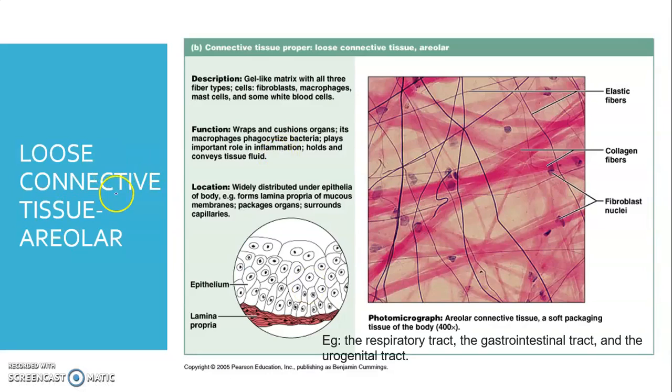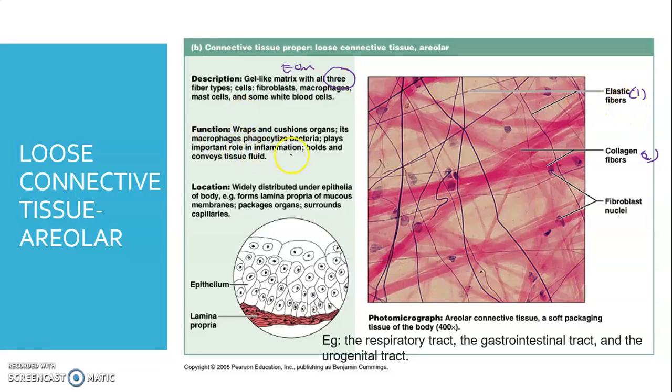First, look at the loose connective tissue, which is the areolar. How do we describe it? The loose connective tissue areolar consists of a gel-like matrix, which is the ECM, with all three types of fibers: elastic, collagen fibers, and fibroblasts. The fibroblast is used to develop the collagen and also the elastic fibers.